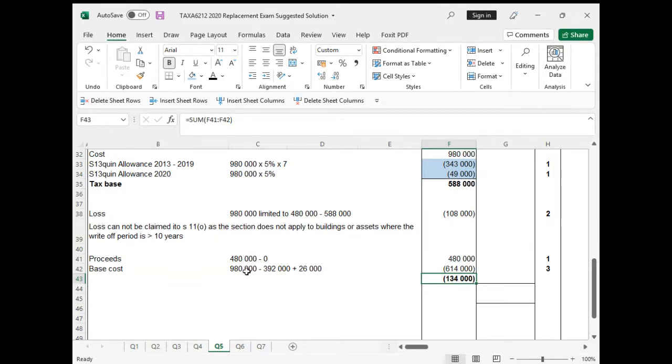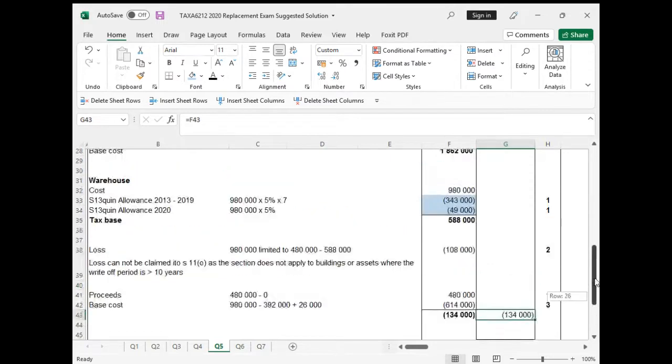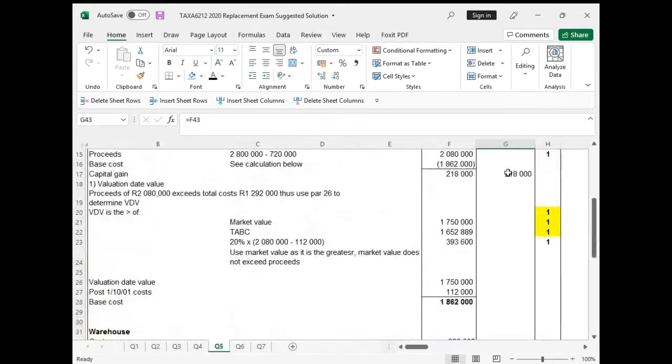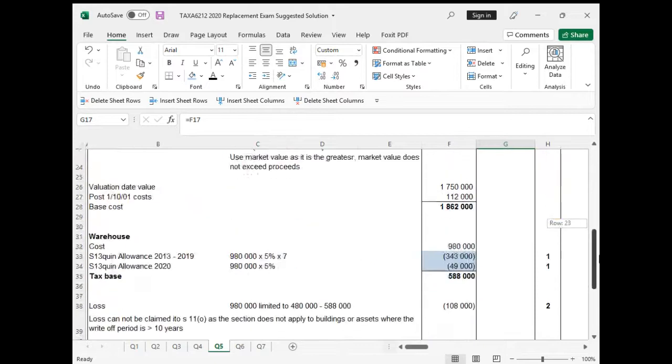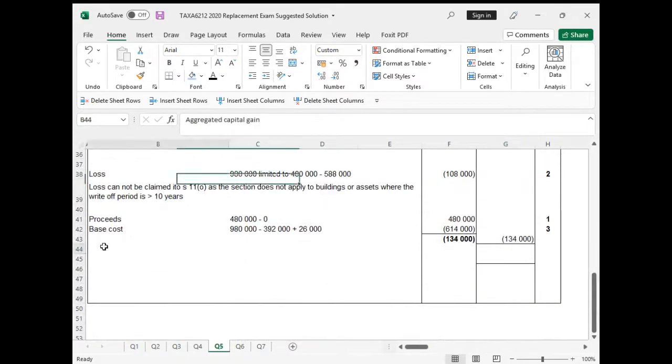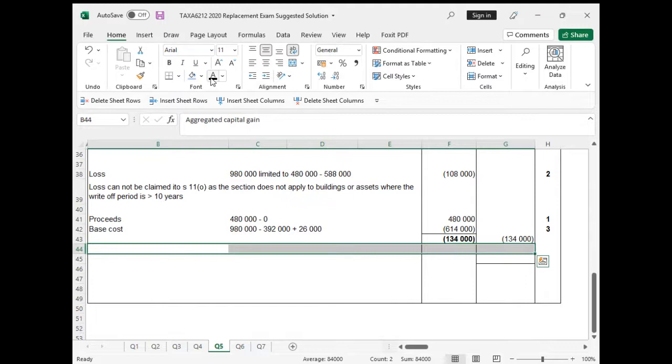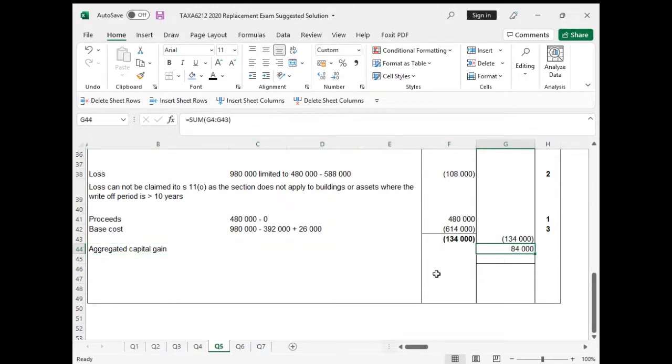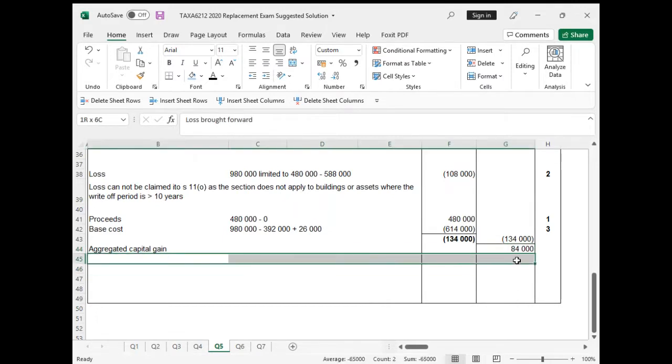Okay, because I cannot take that 108 into account for my taxable income, that is why we haven't adjusted it yet when we work out the proceeds and the base cost. So what we are in fact doing is taking the capital loss into account and deducting it from the profit that we made on the other asset of 218 to get to the aggregated capital gain value of 84,000.